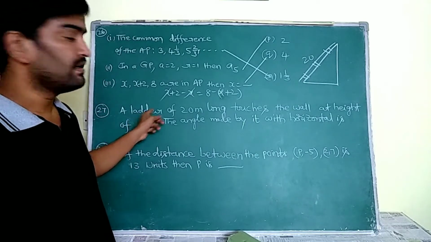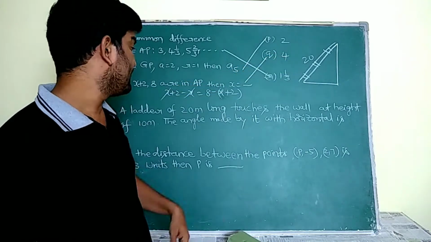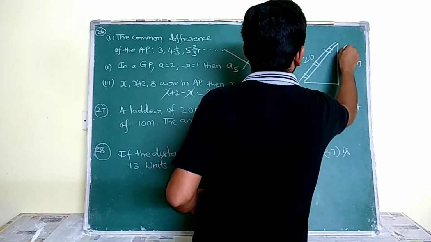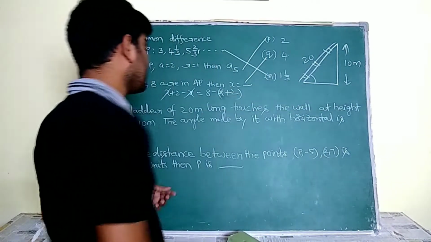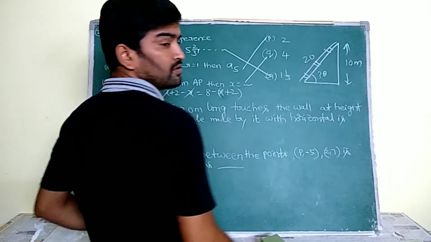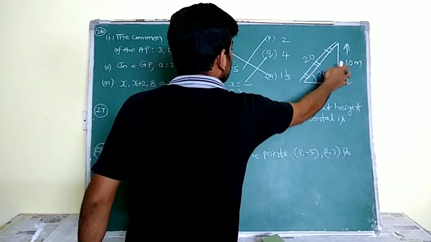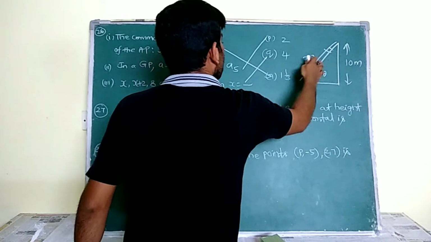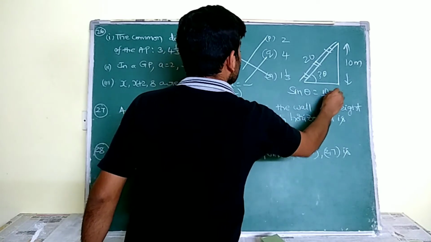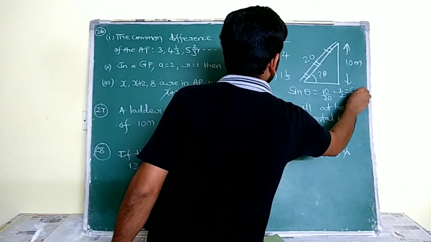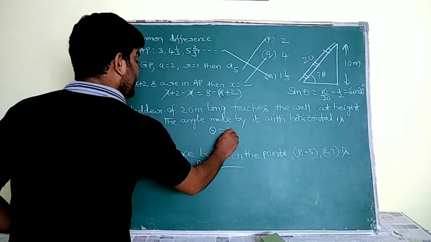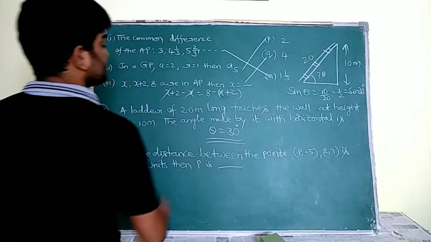See ma, he gave the length of the ladder as 20 meters and the wall at a height of 10 meters. That means the ladder is leaning on the wall at 10 meters height. Okay, now he is asking us to find the angle made by it with the horizontal. This angle is asked. So with respect to theta, I am going to calculate this by this or this by this. This by this means opposite side by hypotenuse, that is sine. So sine theta is equal to 10 by 20, that is equal to 1 by 2, nothing but sine 30 ma. So see, then theta is equal to 30 degrees. Therefore the angle made by the ladder with the horizontal is 30 degrees.